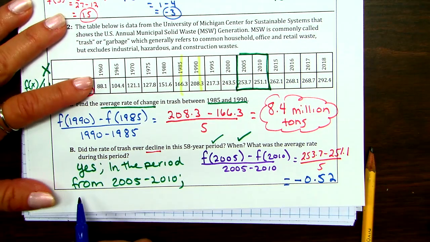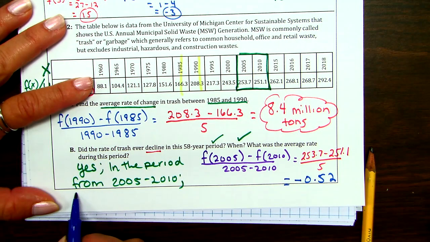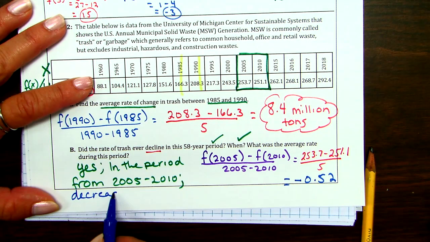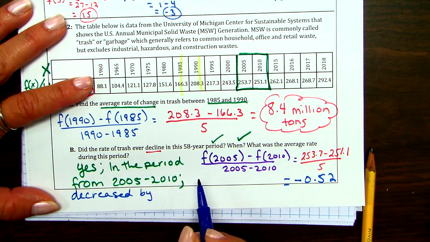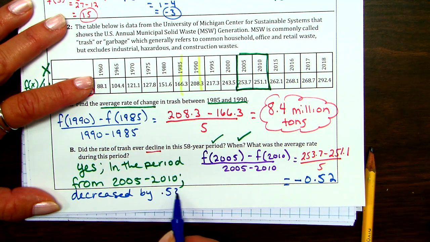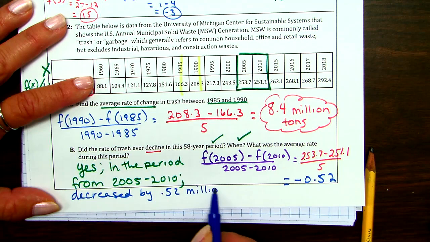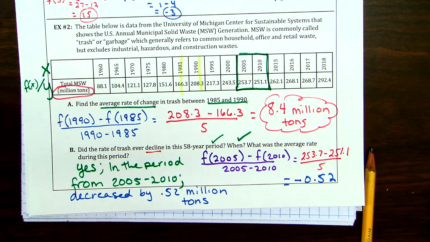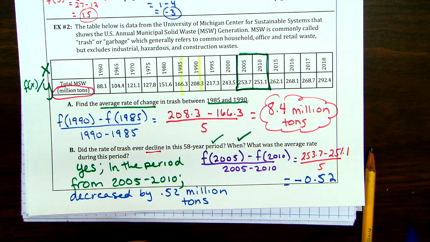So it decreased by, not negative 0.52, that's like a double negative, decreased by negative. We decreased by 0.52 million tons. So notice how I did not put the negative in there. If this wasn't a word problem, it was just asking for the AROC, you just write negative 0.52. But we're translating that number into applying it to the word problem. Okay?